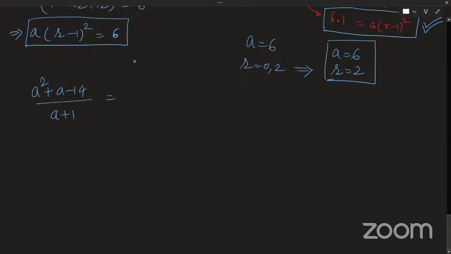So can you substitute A as 6? So it is 36 plus 6 minus 14 by 7. 42 minus 14 is how much? 28. 28 by 7 is 4, right? Sir, 4. Everyone got it?